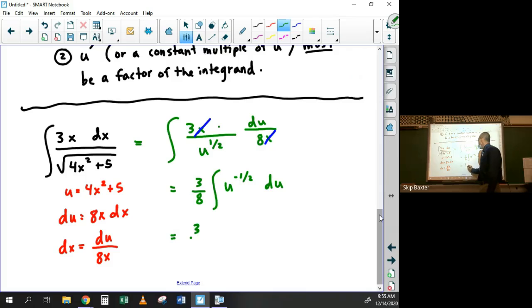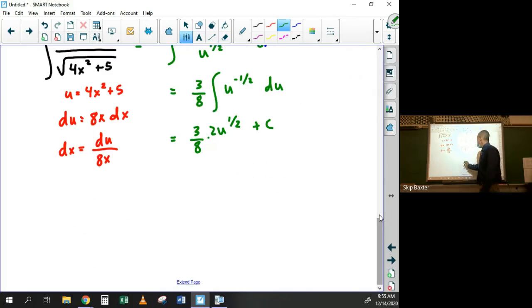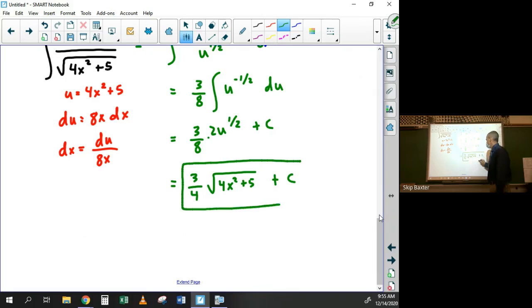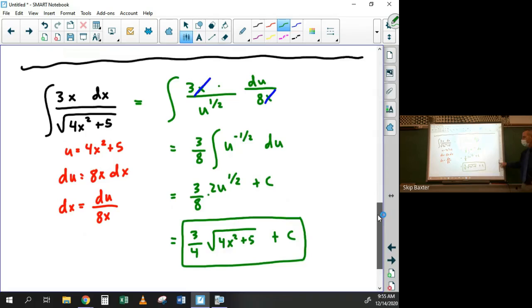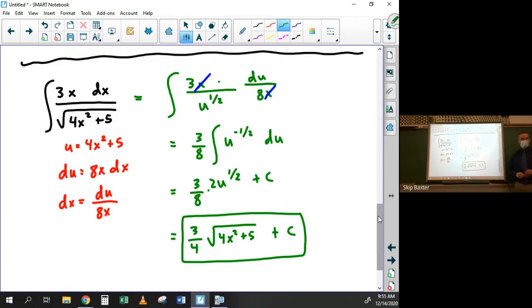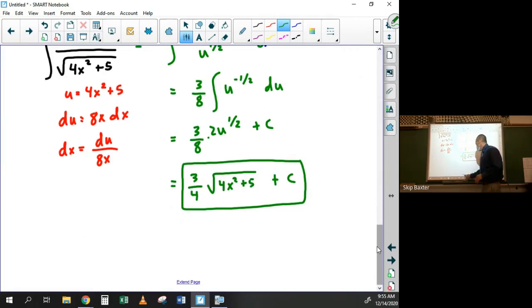This is 3/8 times u to the 1/2 times 2. So this simplifies to be 3/4. So this is 3/4 radical 4x squared plus 5 plus c. Does everybody understand that? Let's do another one.